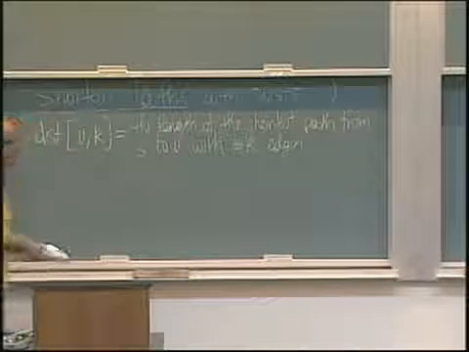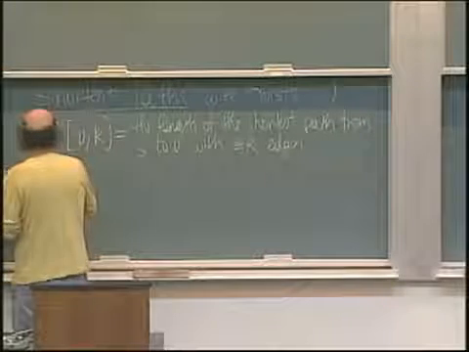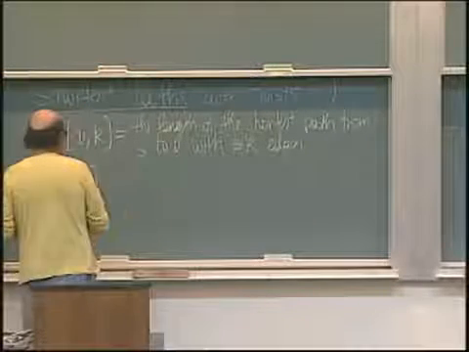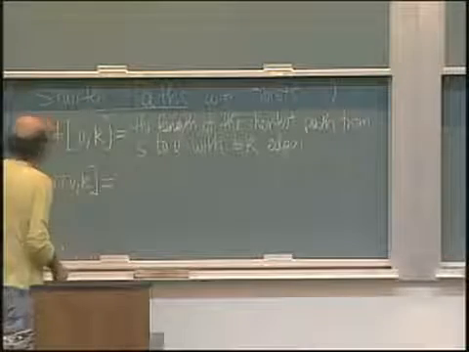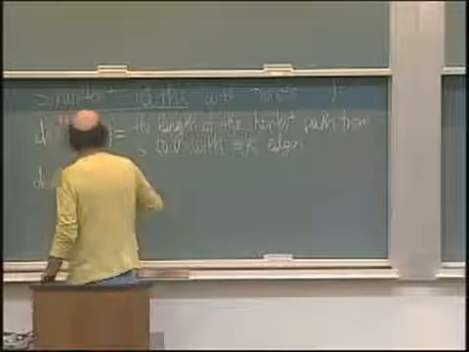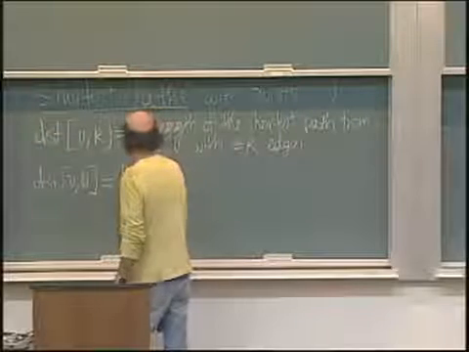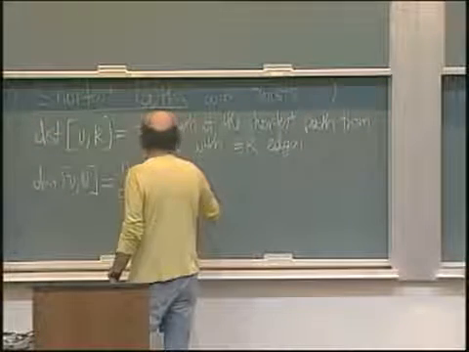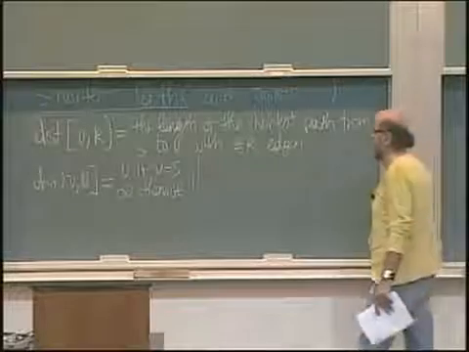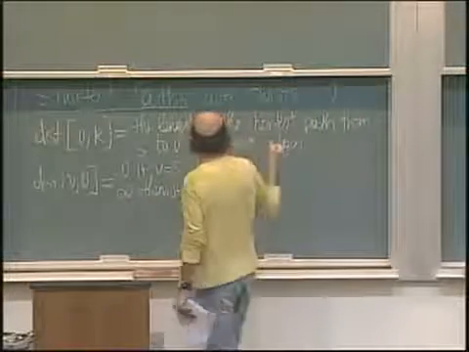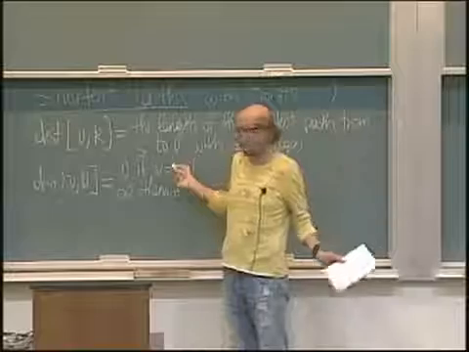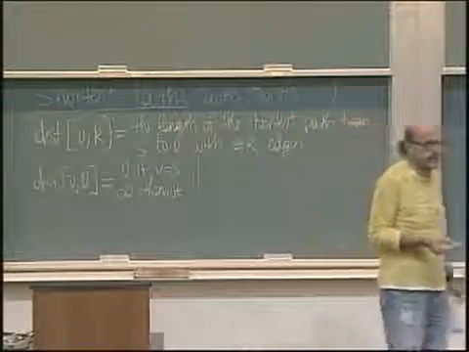All right, let's write the recurrence. So if k equals 0, of course, we initialize in the obvious way: the length of the shortest path from S to V with 0 edges is either 0 if V is S, or infinity, because there is absolutely no way to go anywhere else with 0 edges.